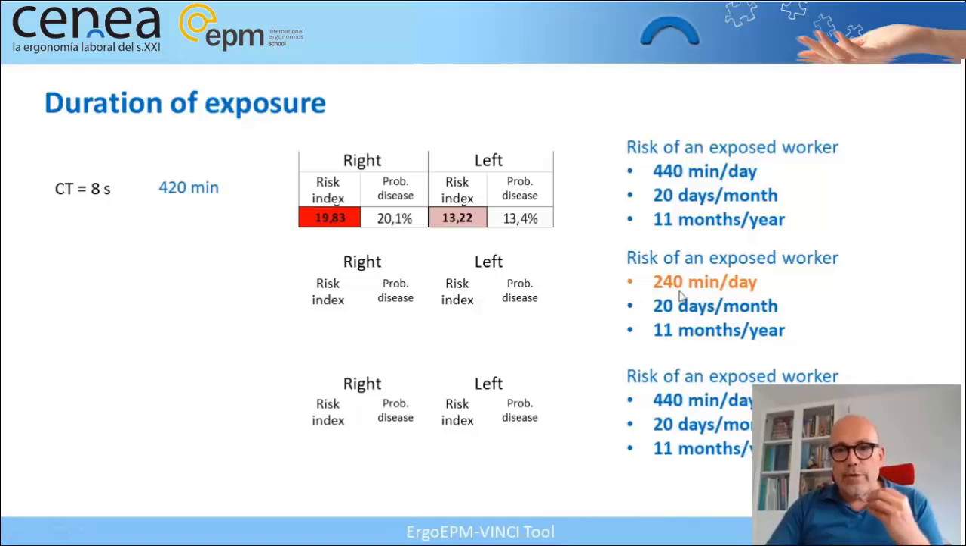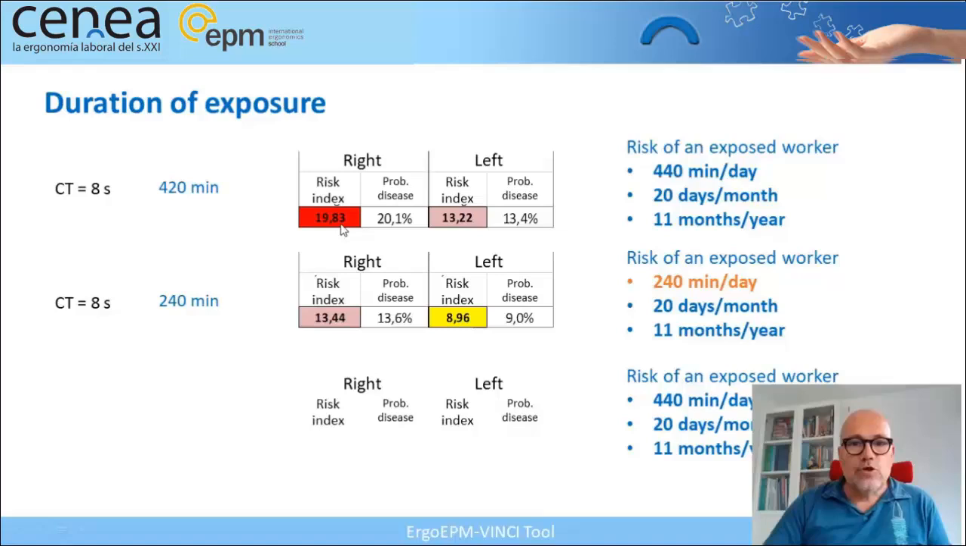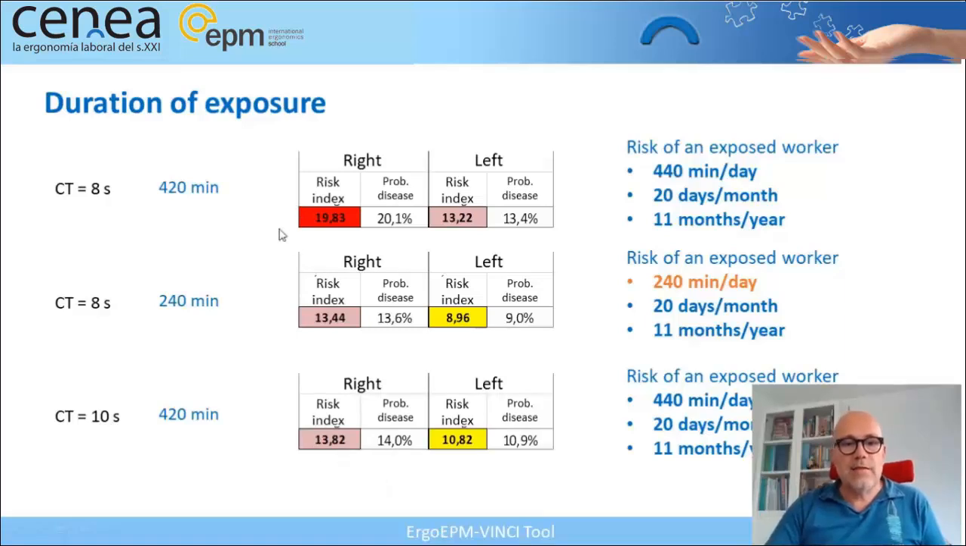Obviously, if we reduce the exposure time, for example, continue doing it every day of the year, but every day work 240 minutes fewer hours, the rest of the day does not work, obviously we can recalculate and the risk indices will be lower. Same as if we slow down. They work all day for 420 or 440 minutes, but at a rate of 10 seconds each unit. Therefore, this slower work also reduces the risk index.